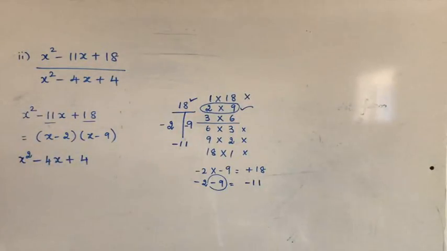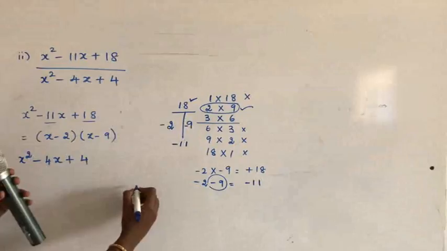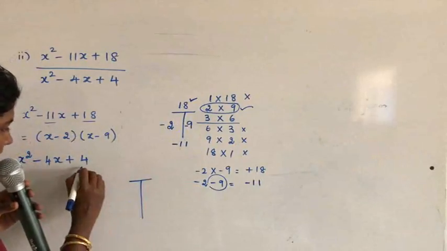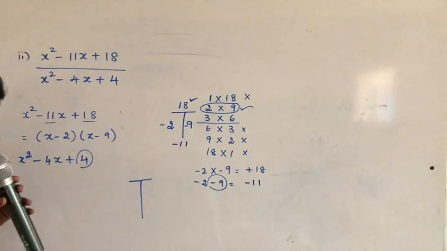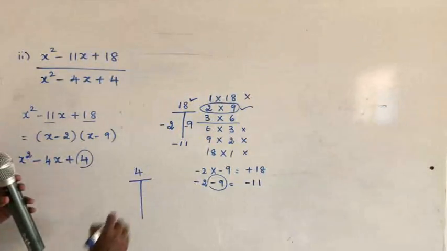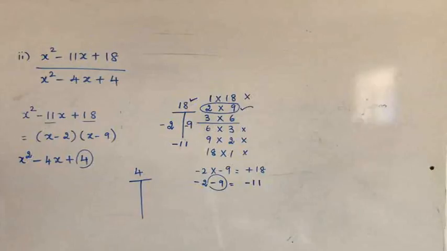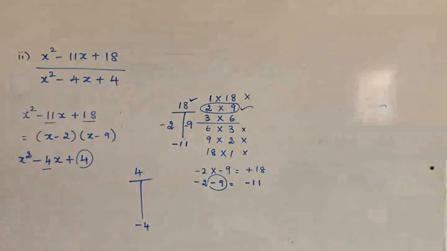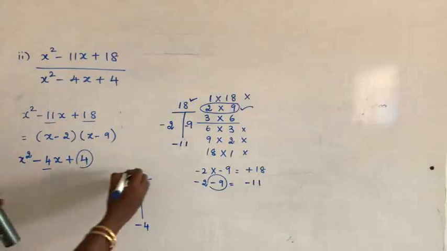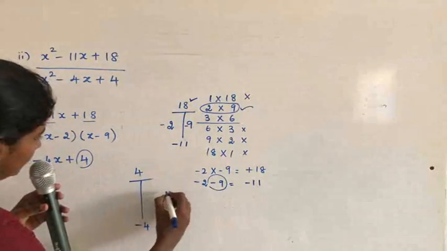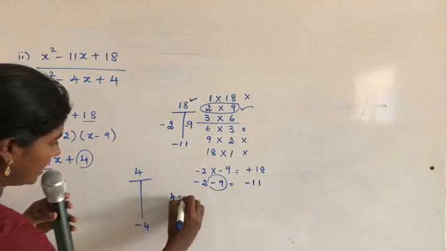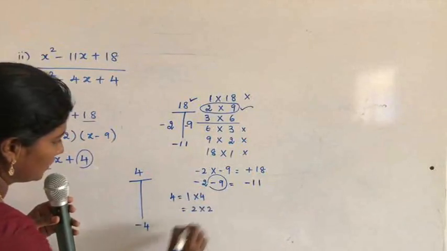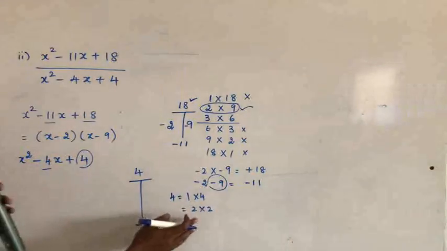Again, we are going to use the same T method and follow it. Let's see how to do it. Let's take the first part. It is the constant term. What is the constant term? 4. So we'll write 4 on the top of the T. And what is the middle term? Minus 4. So let's write here minus 4. Now let's express 4 in terms of factors. So 4 can be written as 1 into 4, 2 into 2. So no need to write more. I think we can stop over here.